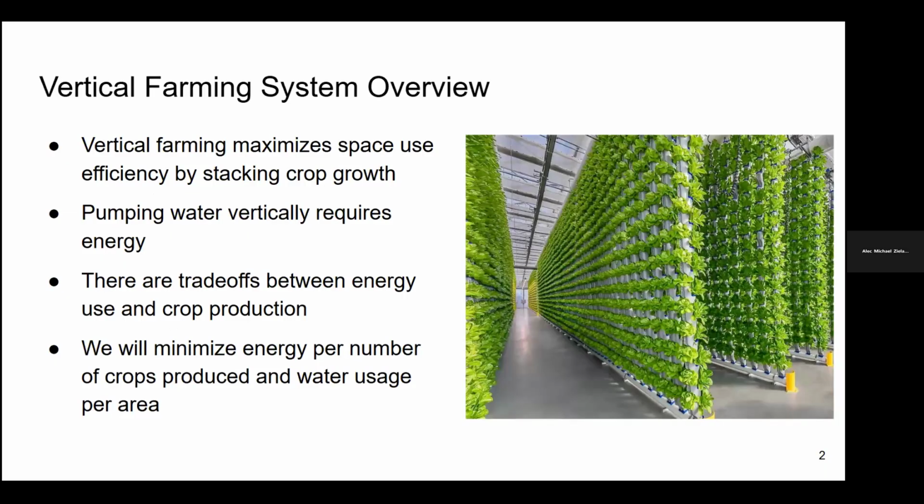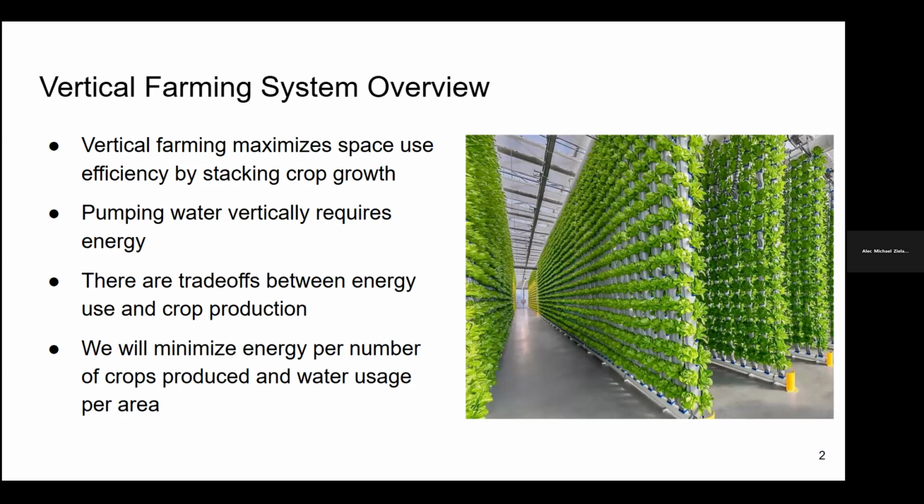Vertical farming maximizes space use efficiency by stacking crop growth, therefore allowing for more crops to be produced within a constrained space. The need for vertical farming is becoming more prominent, especially in cities where space is an expensive commodity. While maximizing the use of space, vertical farming also requires more energy to pump water up to the crops in higher layers, so there are trade-offs between production per area and energy use.